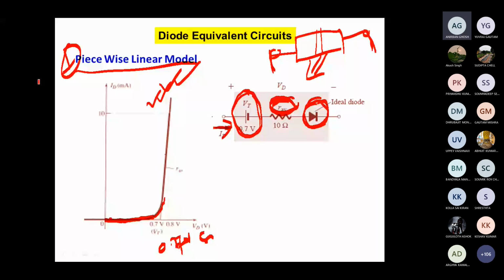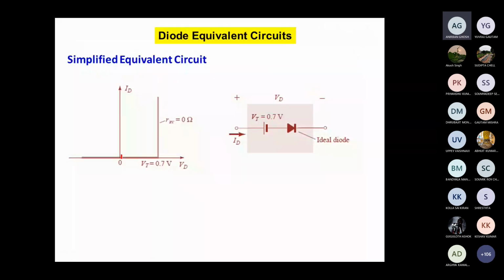Then we can simplify it. If this resistance is very low, we can ignore it. So in that case, what would be the diagram? Can we guess? VT, then the ideal diode. Very good. So VT and then this diode, because the resistance is 0. So we can use this simplified equivalent circuit of the diode when you do circuit analysis.